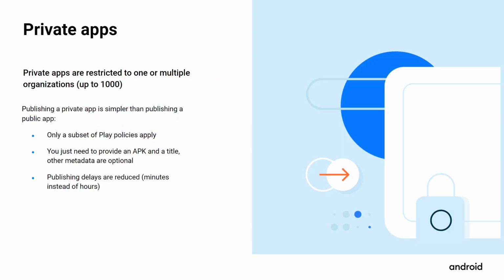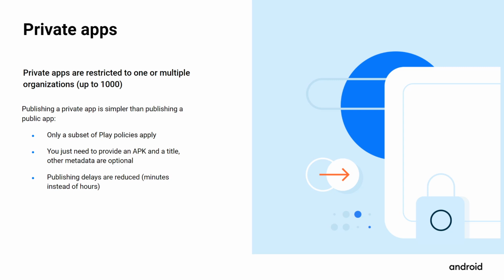Private apps are apps that are only available for your organization or for a set of organizations, up to 1,000 organizations. Here, an organization usually represents a company, although this can vary depending on how you set up your management solution. So a private app can be developed by you directly or for you by a third party, and it usually addresses a specific business need of your company.